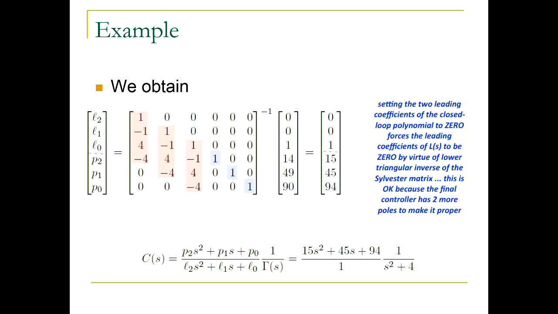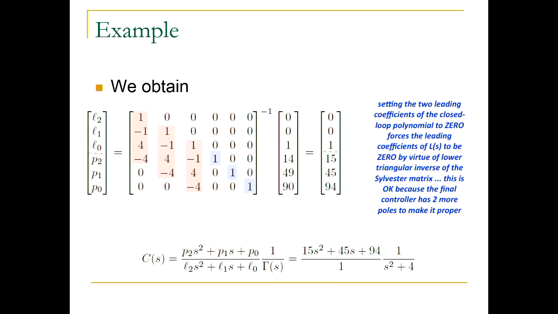So if you do, again, the Sylvester matrix, you solve it, again, with the choices that we had, the Sylvester matrix turns out to be lower triangular. Because all the elements on the main diagonal are ones, this matrix is invertible, so we can just solve by multiplying. First we find the inverse, multiply with this vector, and we get this vector. These are exactly the coefficients in the controller transfer function. And this is what you get.